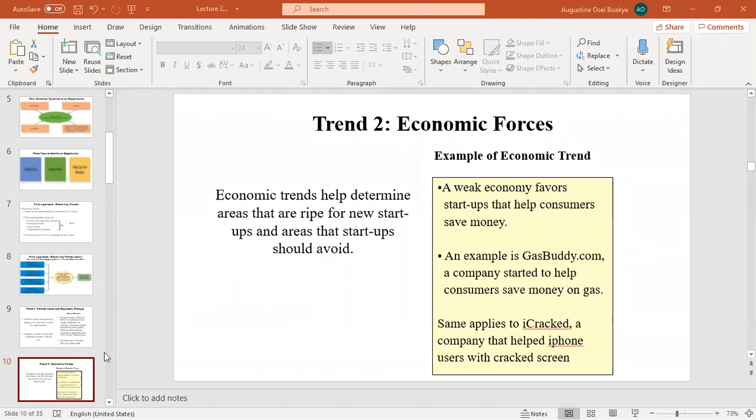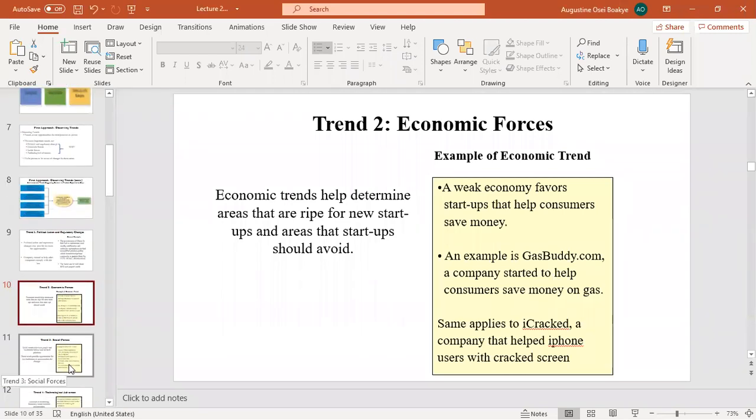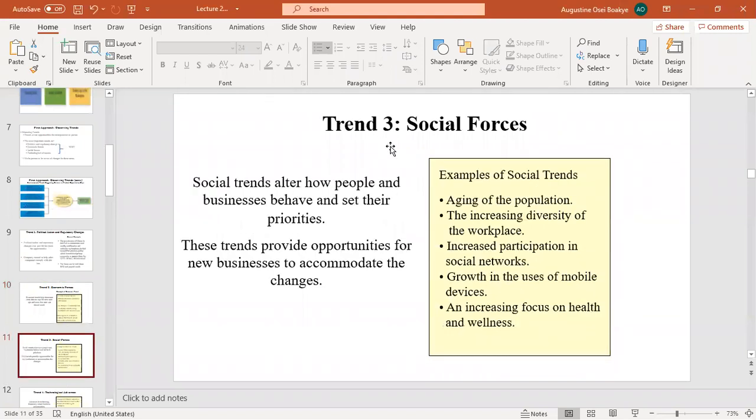Okay. Now, the third component of observing trends, which most entrepreneurs capitalize on as an avenue to start up their business, is by observing social forces or trends in our social ecology. Now, these social trends, at any point in time, alter how people and businesses behave. And they also set the priorities against which businesses must aspire to achieve.